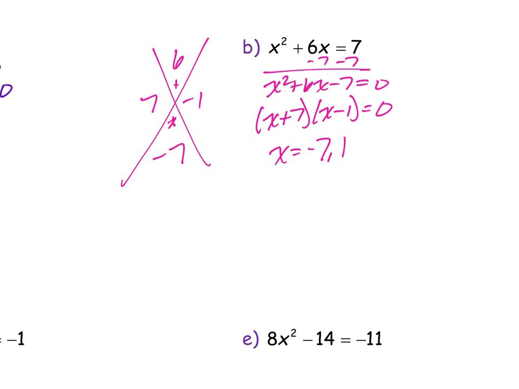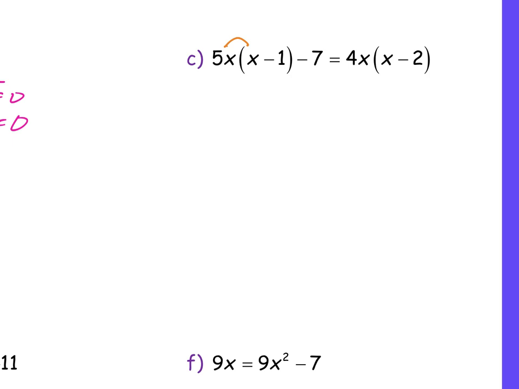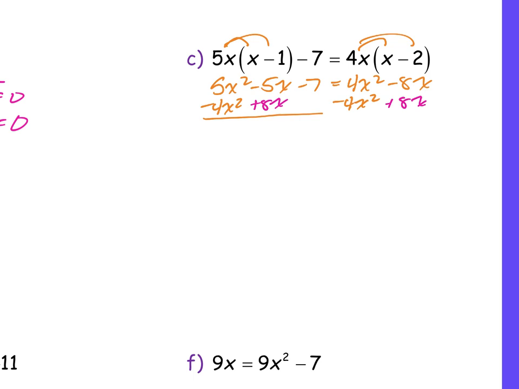So the next one, you need to multiply first, right? So I get 5x squared minus 5x minus 7 equals 4x squared minus 8x. Subtract 4x squared. Add 8x. And I get, there's two solutions on all of these, x squared plus 3x minus 7 equals 0. Cannot be factored. There's nothing that multiplies to be negative 7 and adds to be 3. So I need to use the quadratic formula.